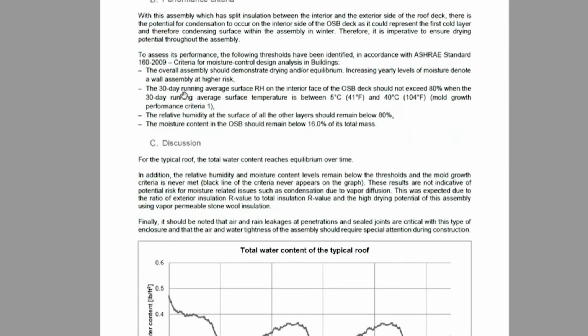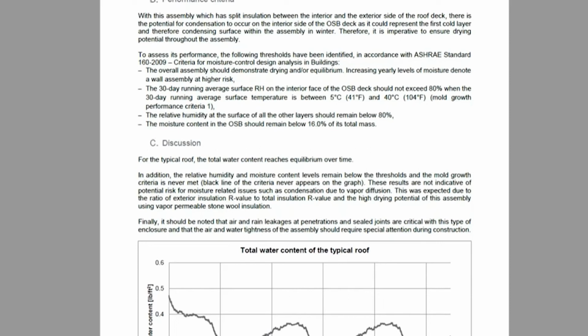So if we look at it, once we run our analysis, we want to make sure that we meet some of the criteria that was defined by ASHRAE 160. And the main reason for that is we want to see if our assemblies' performance is as expected. So the first graph shows the total water content of our assemblies. In this graph, we want to see that the water content is stabilized over time.